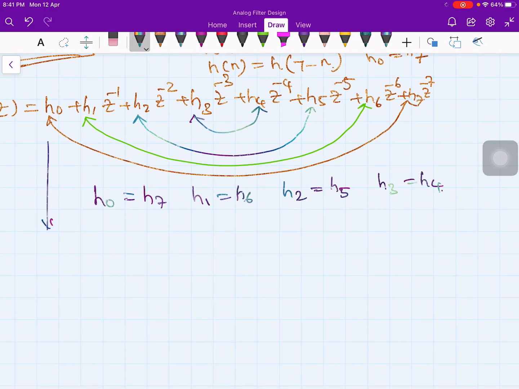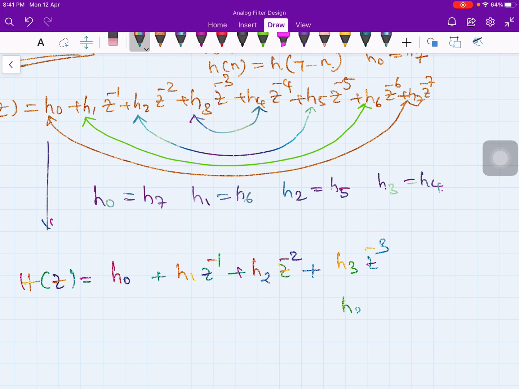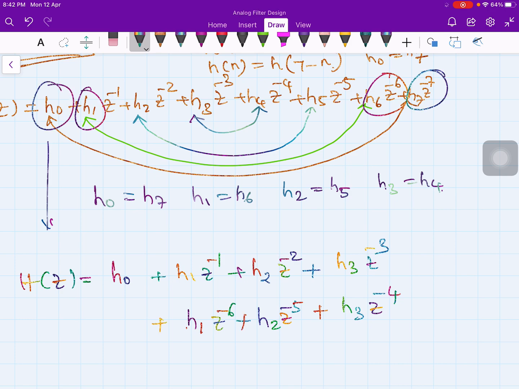Therefore this expression can be written as h of z is equal to h0 plus h1 z inverse plus h2 z to the minus 2 plus h3 z to the minus 3. Now h4 is the same as h3. Therefore, instead of writing h4, let me write h3 z to the minus 4 plus h5 is the same as h2. Therefore, h2 z to the minus 5. And h1 is the same as h6. Therefore, h6 is replaced by h1 and z to the minus 6. Then h0 is the same as h7. Therefore, h7 z to the minus 7.